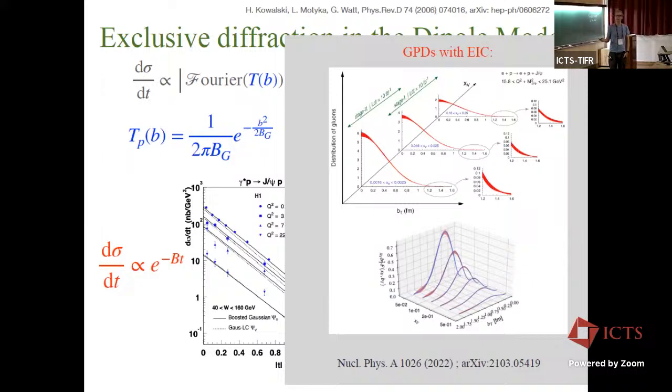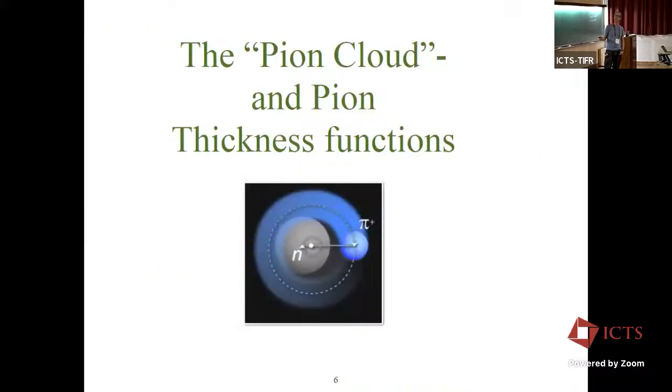So that's consistent. Of course, I'm not done yet. We can do a lot of fun things with this thickness function. The first thing I want to look at beyond the EP is the pion cloud of protons and the pion thickness function.